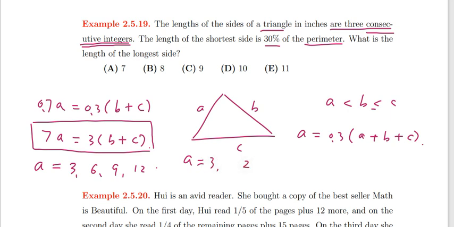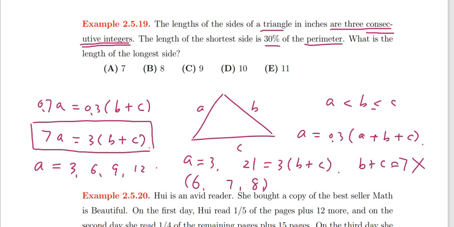Then this is 21 equals 3B plus C. So B plus C should be equal to 7. Okay. So if A equals 3, this is a consecutive number, so B and C should be 3, 4, 5. So this is not a match. So if A equals 6, then we check 6, 7, 8. This is okay. Now these 3 numbers are okay.